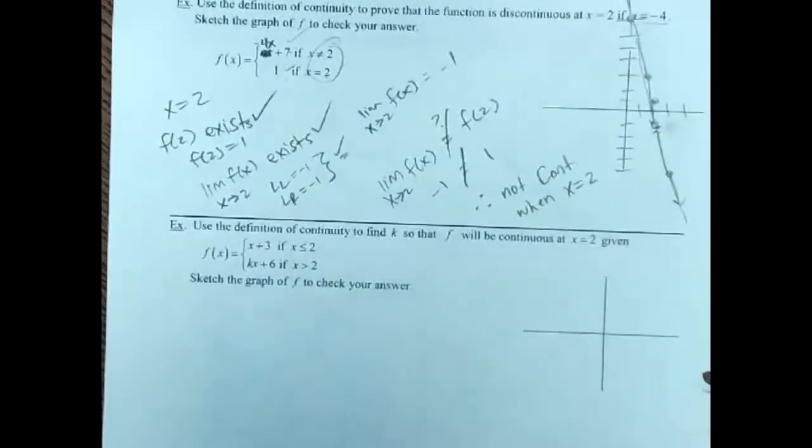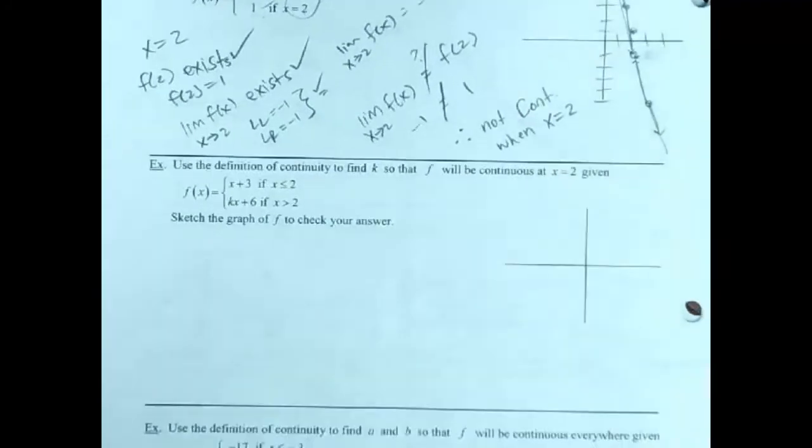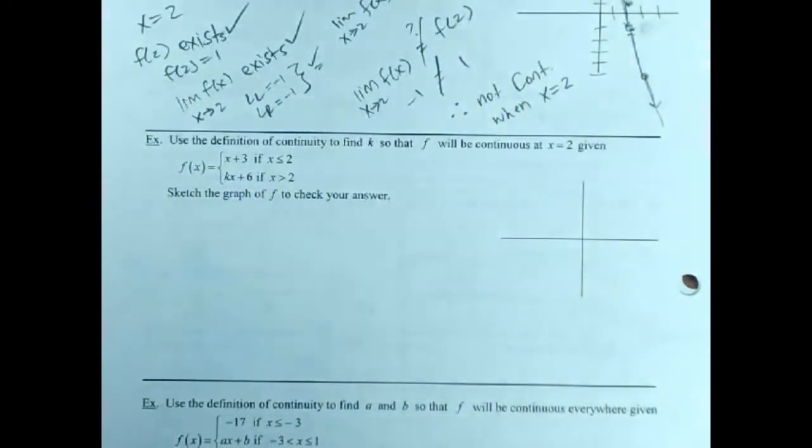Okay, next one. I guess we did get the graph done too. That was really nice. All right, next one. Use the definition of continuity to find k. K is some constant. We're going to figure out what it is. Use the definition of continuity to find k so that the function will be continuous at x equals 2.